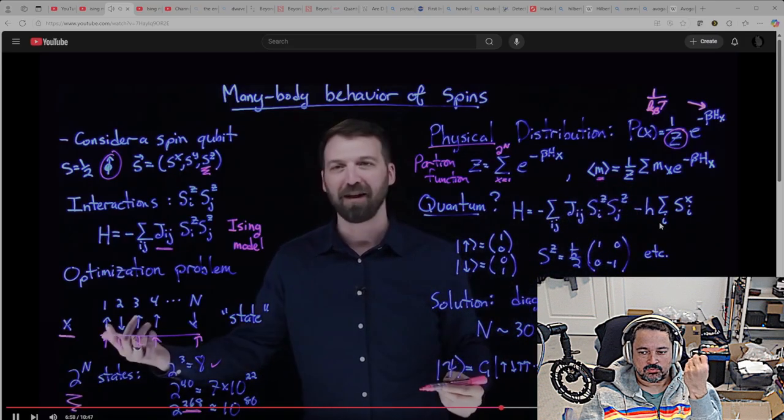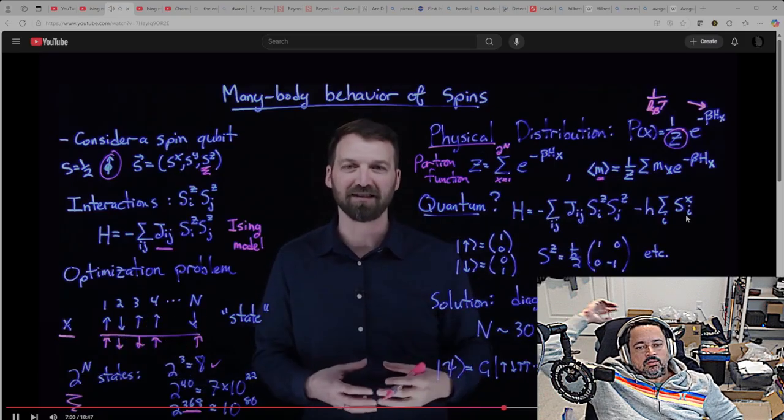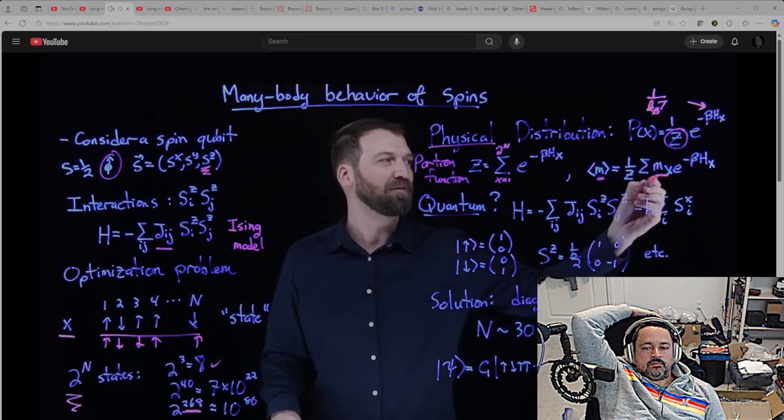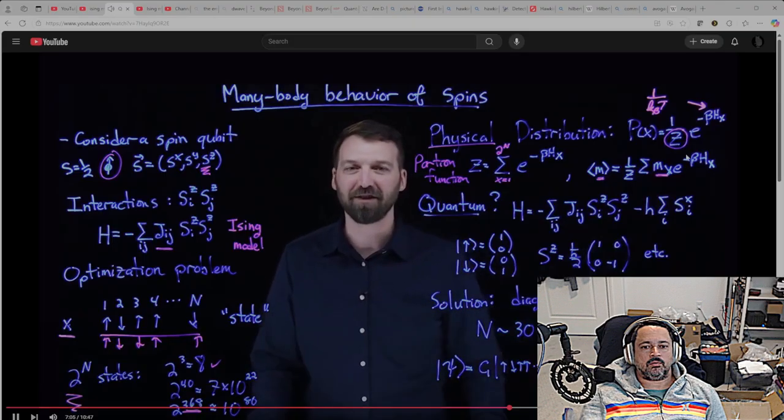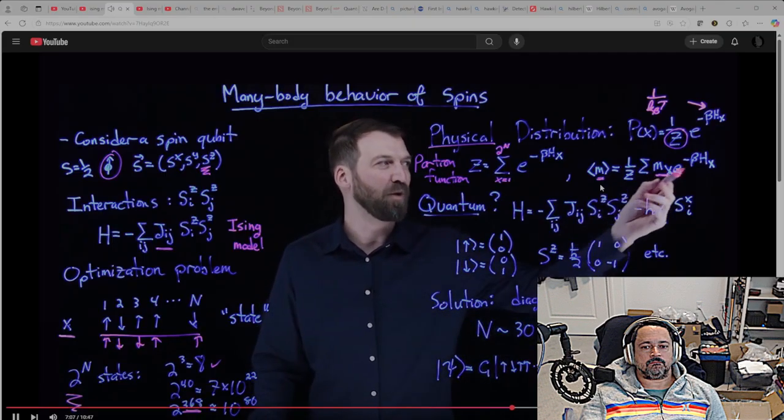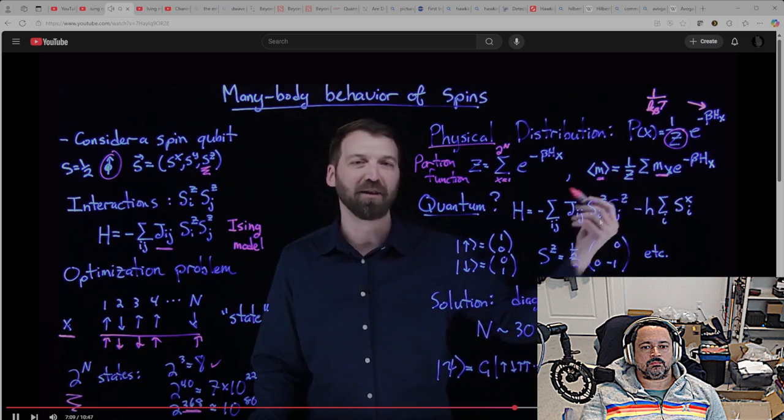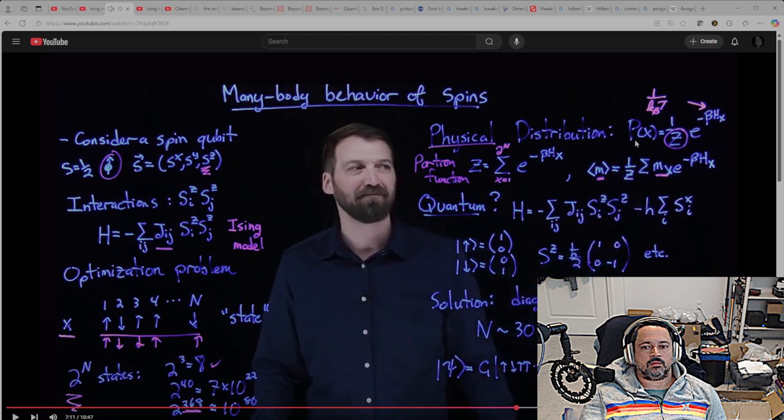So for example, if all of these were pointing up, I might say the magnetization per spin is 1. I would have to calculate that for every single configuration, and this is weighted by a Boltzmann weight and normalized by the partition function. So this is the partition function, which is a normalization.